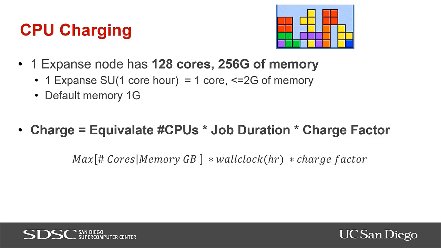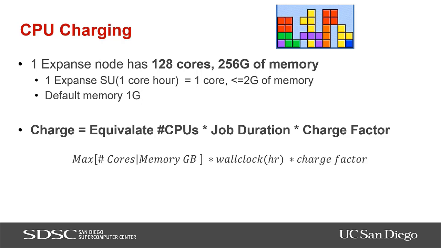So one Expanse node has 128 cores and 256 gigs of memory. This is different from Comet, where it has 24 cores and 128 gigs of memory. So when you take the fraction of the smallest unit that we can allocate, 1 Expanse SU or 1 core hour is going to be 1 core and up to 2 gigabytes of memory. Whereas on Comet, because we had fewer cores, even though we had less memory, per core you could get a little bit more memory. You could get up to 5 gigs of memory.